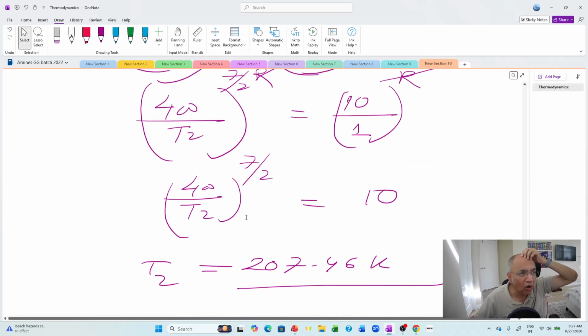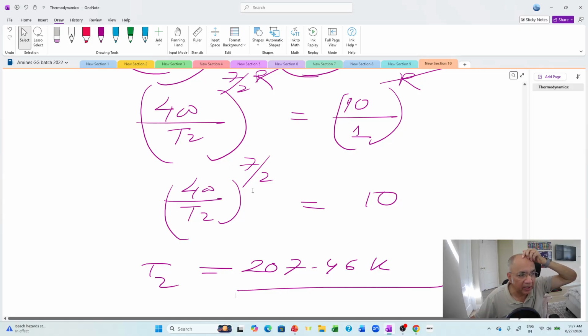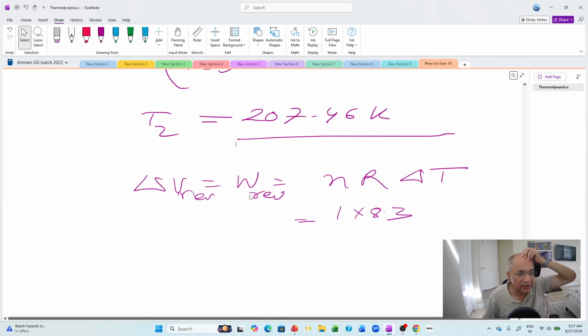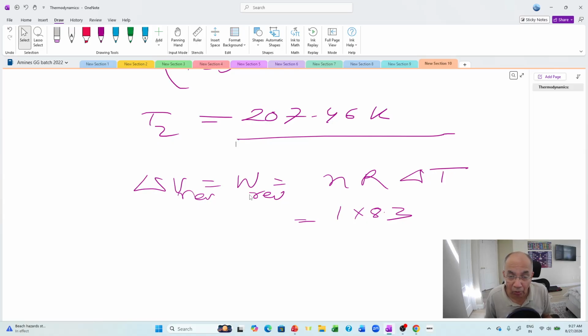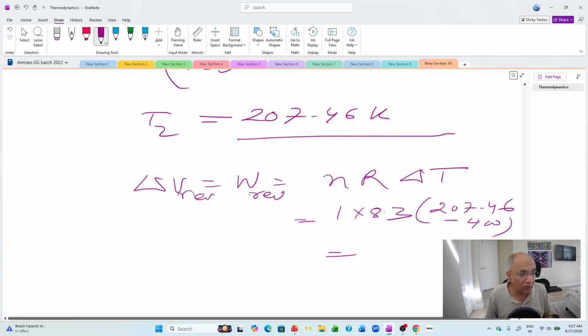Here you have to take log, since the power factor is there, you have to take log and find out. And then for the reversible process, the work done, which will definitely be much more, is equal to nR delta T. The final temperature is 207.46. The work done has to be negative. Expansion work is always negative, minus 400. So you tell me what will be the work done.